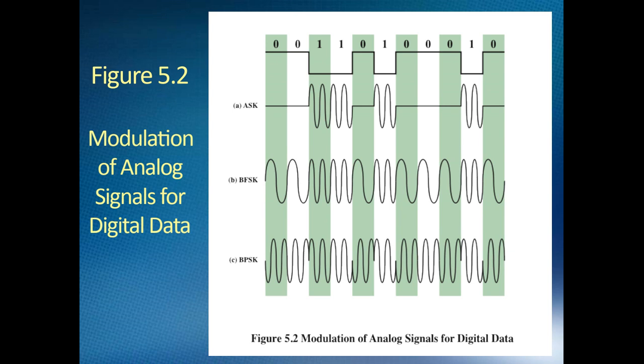This is how we modulate an analog signal for digital data. I have digital data, and I want to modulate it to an analog signal. How do we do that? There are three methods they are talking about in this chapter. The first method is amplitude shift key.